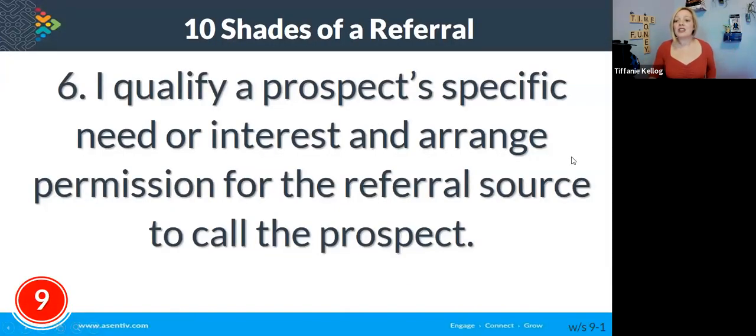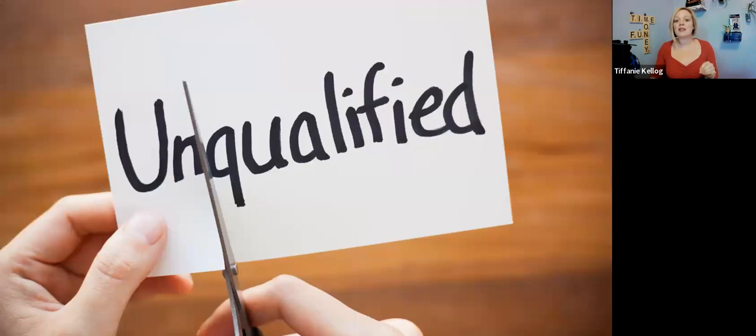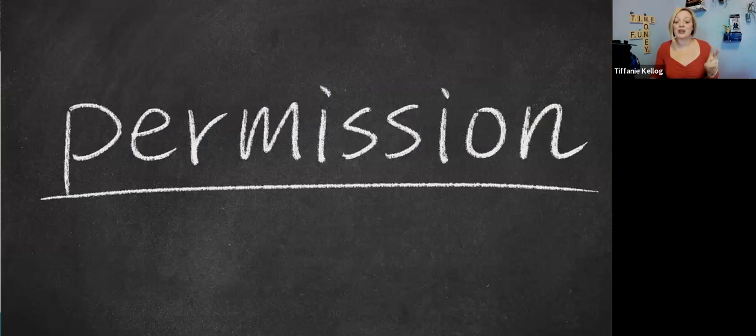And so as we get to the shade 6, I qualify a prospect's specific need or interest and arrange permission for the referral source to call the prospect. So here is where I feel that we're getting into what's acceptable for the BNI range. Though I do say, whatever the people in your chapter want, that's their prerogative. If they want a 3, that's up to them. If you want a 6, that's up to you. And we talk about that more in this module. And what I love about this one is, for the first time, we're qualifying and we're arranging permission. And so to me, that takes it to the next level.